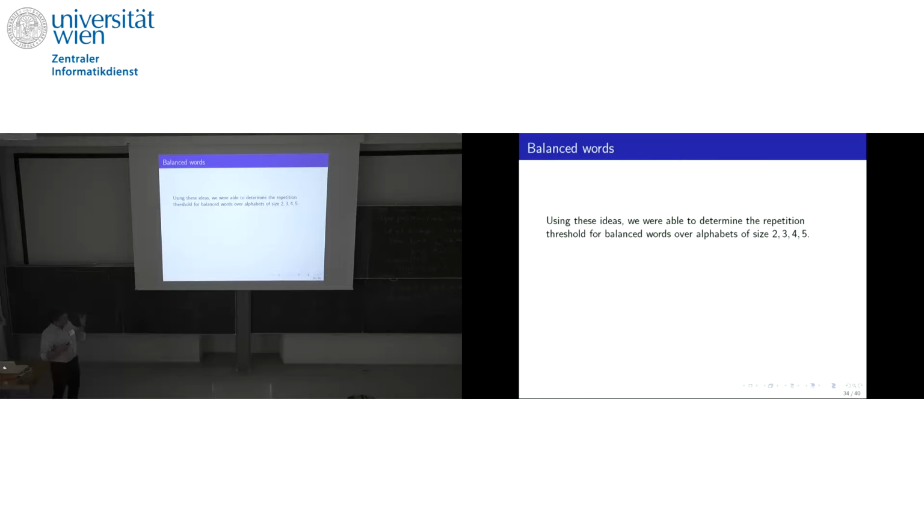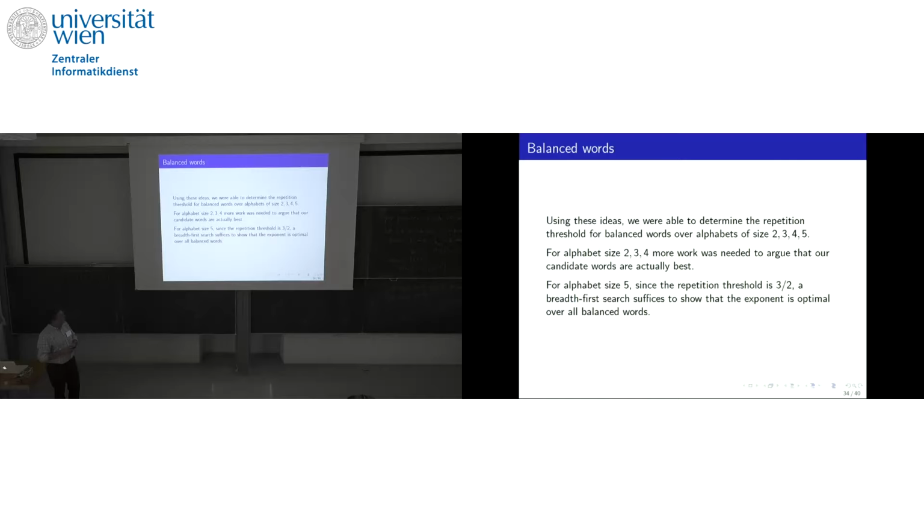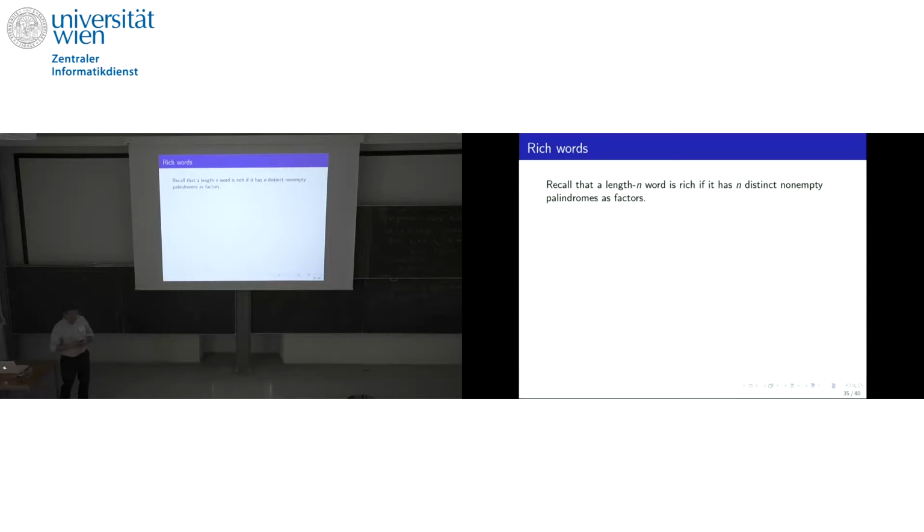So using this, we were able to do the balanced words for alphabet size 2, 3, 4, and 5. For 2, 3, and 4, we needed to do more work because in those alphabets, the critical exponent was an irrational number, and we could not simply do a breadth first search below that because that would only get finite words, and we somehow need to handle infinite words in that case, so we had to do a little more work, but this was possible. For our most recent result, which is alphabet size 5, the repetition threshold turns out to be 3/2, and then you could just do a finite breadth first search to cover all words with smaller exponent.